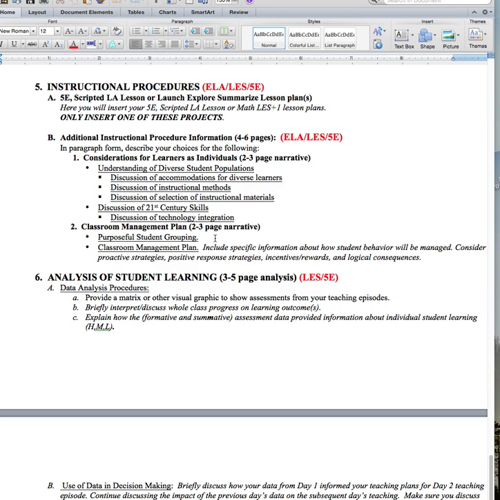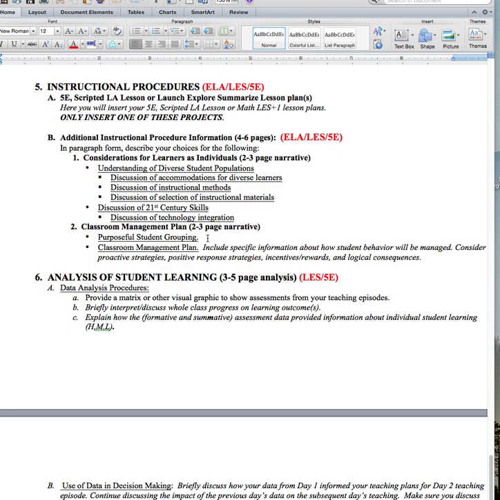So instead of moving clips down and flipping cards and moving sticks, you can reward students who are on track, and you can move clips up, flip cards towards the positive, earn points. So I just want you to think about, make sure it's positive. The first thing you're going to explain, again, this is a 2 to 3 page narrative, is how do you group your students?